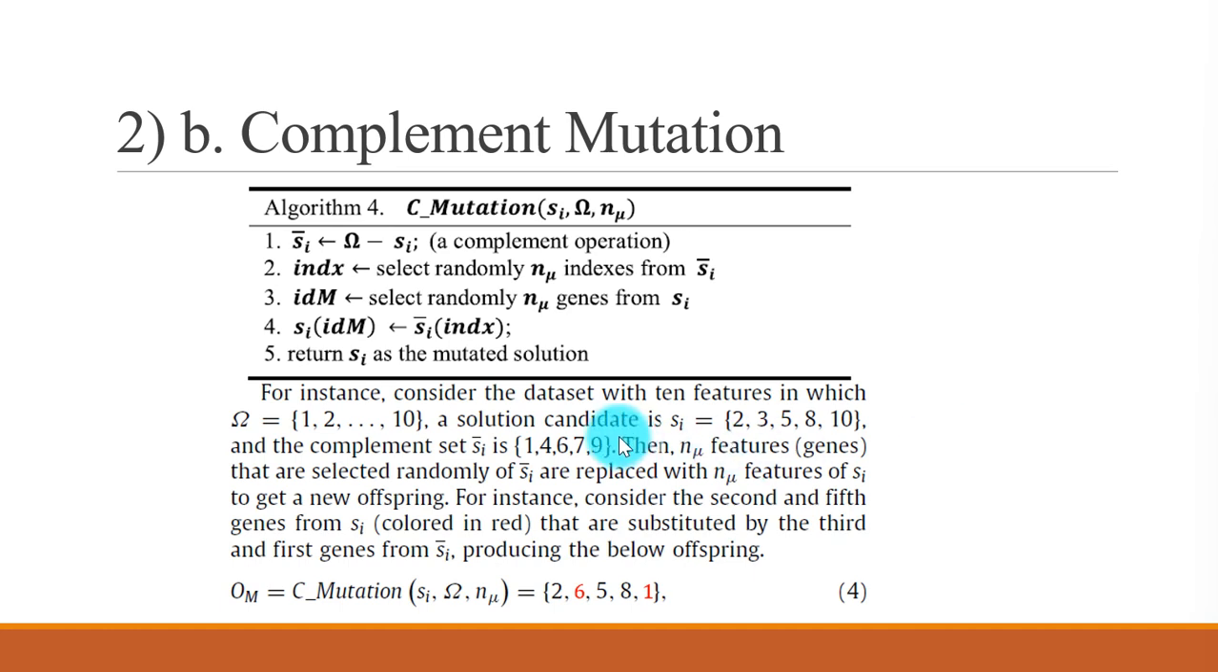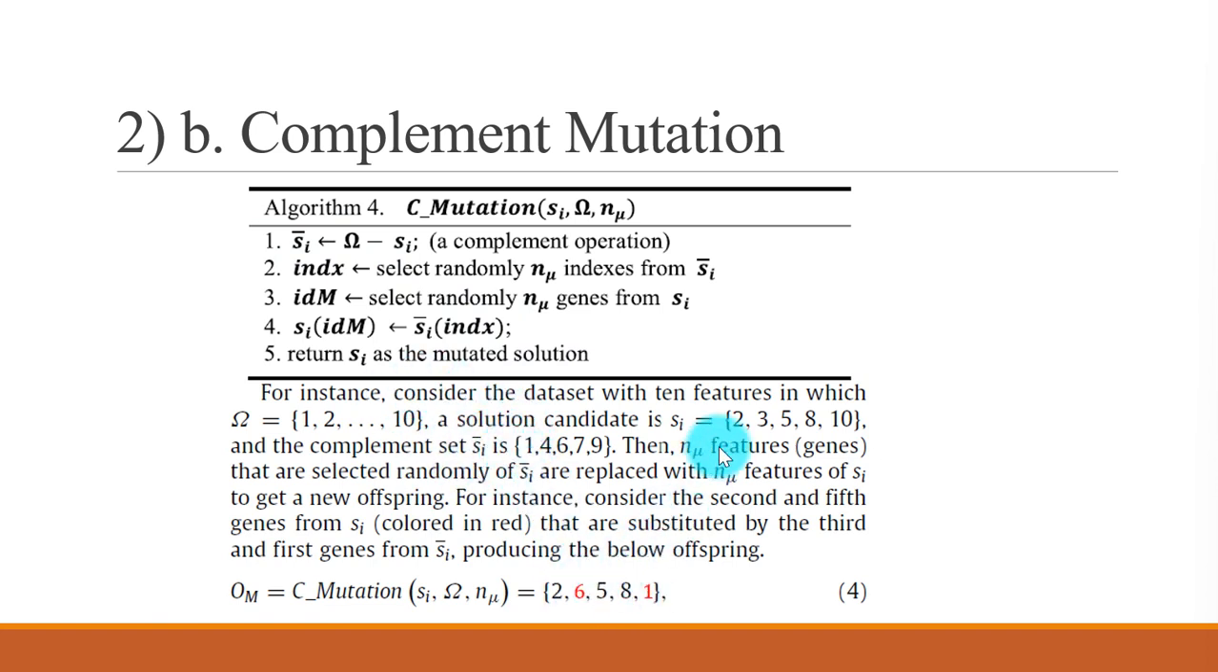The second variation operation is complement mutation, based on set theoretic operation concepts. This is also very easy. Here we only need to calculate the complement of the full features and the current solution, the candidate solution, as the current chromosome in the concepts of the genetic algorithm. Then we randomly select n genes. For example, here we replace two genes from Si, the current solution, with genes from its complement.